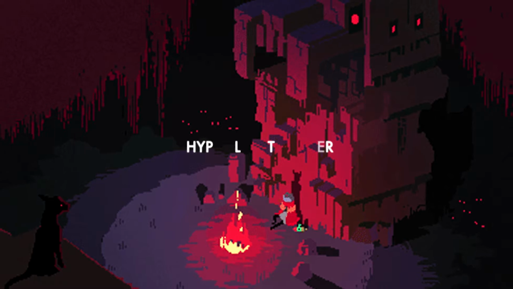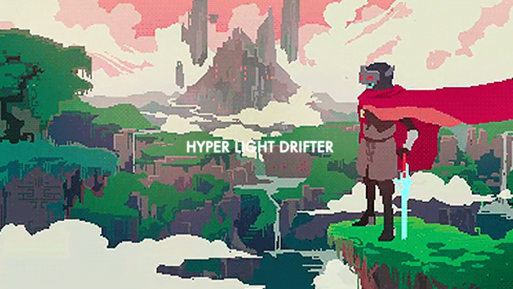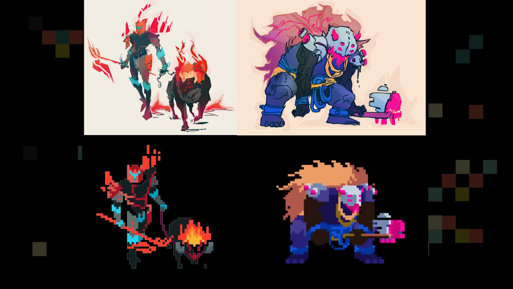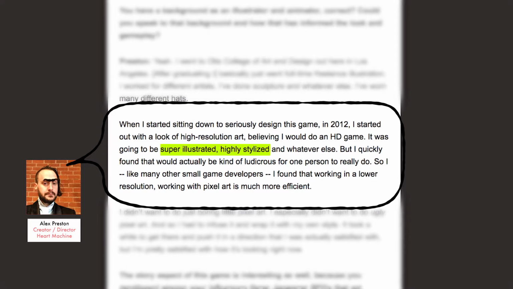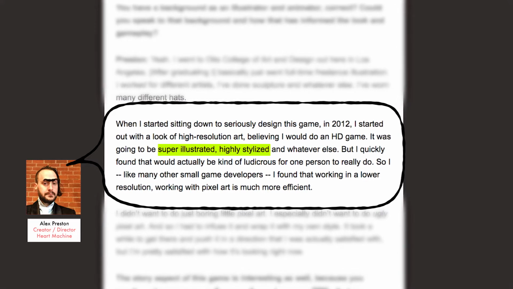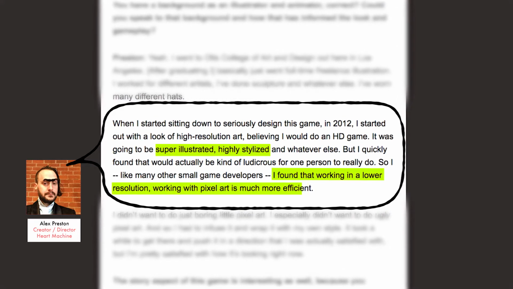Take the kickstarted Hyper Light Drifter. It has this unique style that was initially based on paring back technical ambition to a level that a one-man band could realistically work on. Alex Preston had started out actually working on a style that was super illustrated and highly stylized, but ultimately he found that working in a lower resolution to be much more efficient.